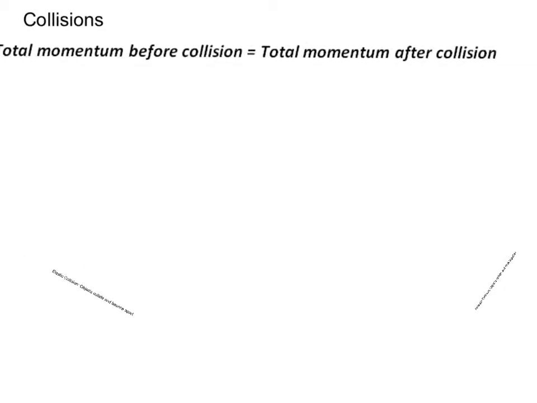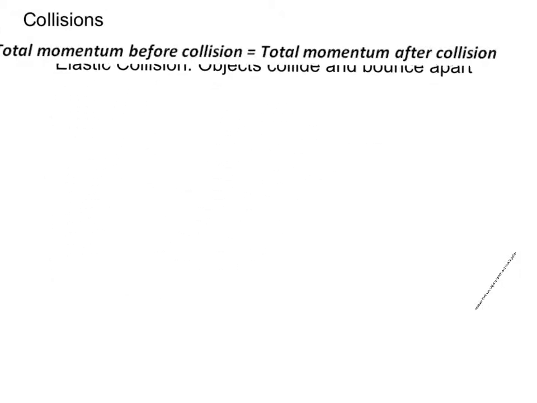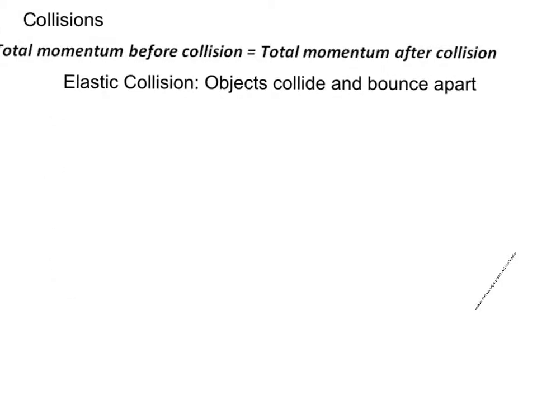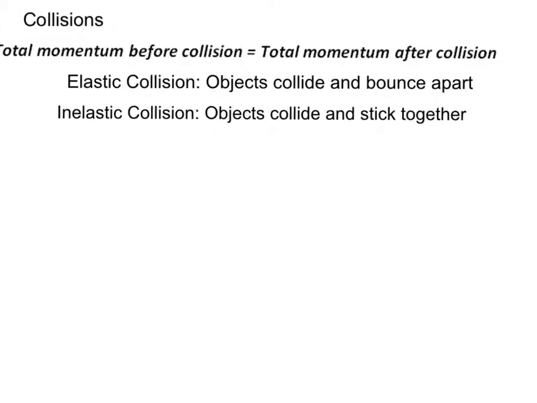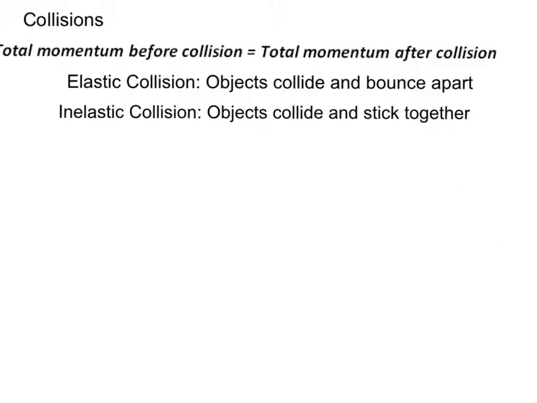So to define these two types of collisions, we're going to say that elastic collisions are collisions where objects collide and then bounce apart from each other. They move away from one another. And then in inelastic collisions, those are collisions where objects collide and stick together. We're going to look at each of them individually and talk about them.